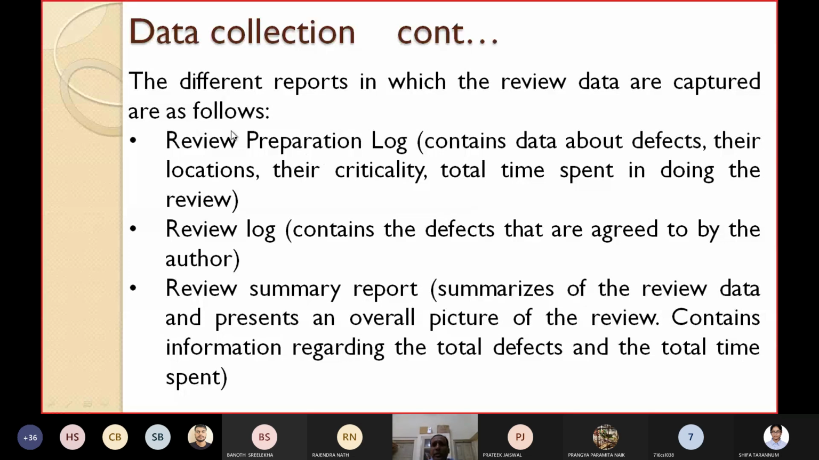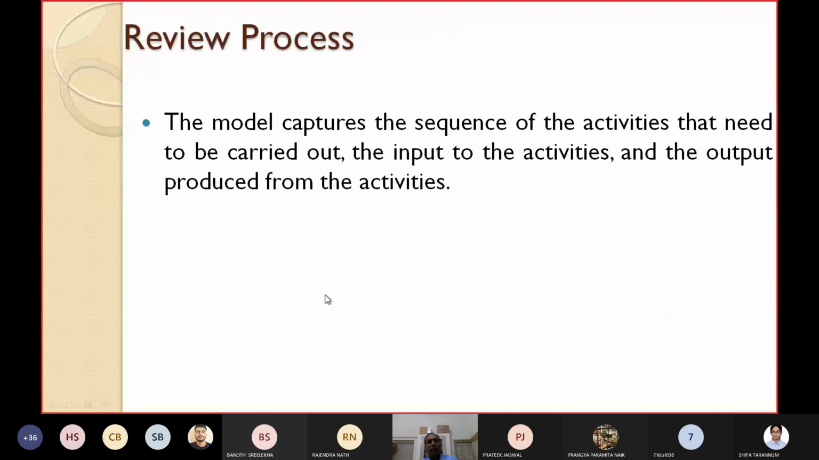The different reports in which the review data are captured are as follows: the review preparation log, the review log, and the review summary report. So now let's conclude. Here this is the review process. The model captures the sequence of the activities that we carried out, the input to the activities and the output produced from the activities, isn't it? So this is the review process model.